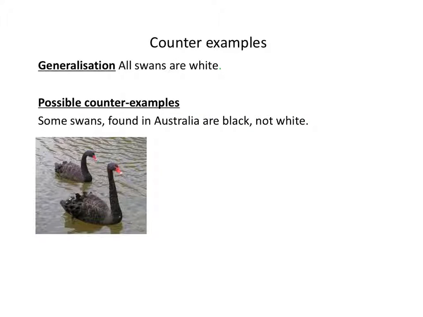So, for example, here's a famous generalization accepted by most Europeans up until a particular point in history. All swans are white. What would a counterexample be? A swan that wasn't white. Eventually, people found in Australia and elsewhere whole species of swans that weren't white. Those are counterexamples to the generalization.